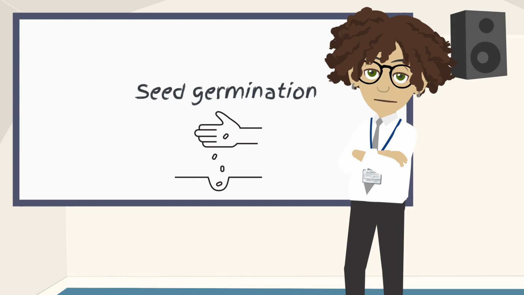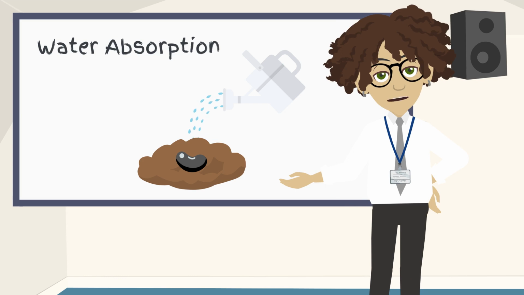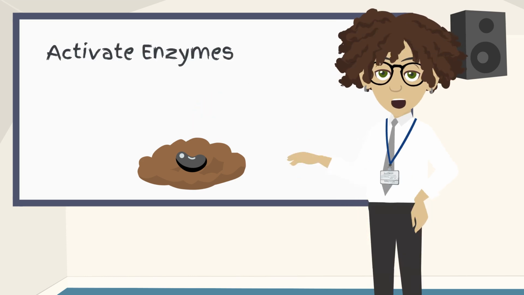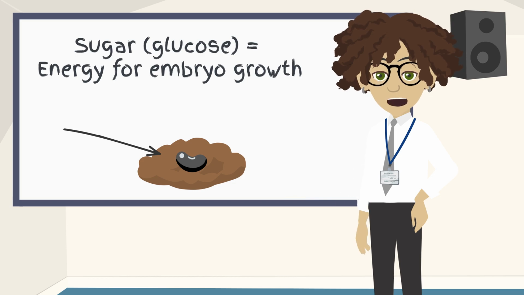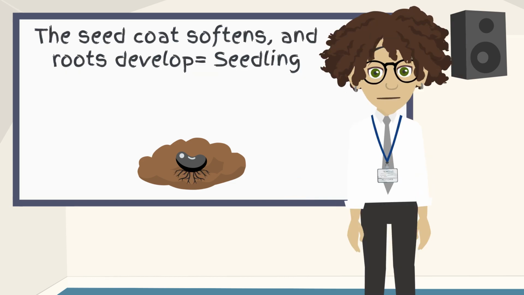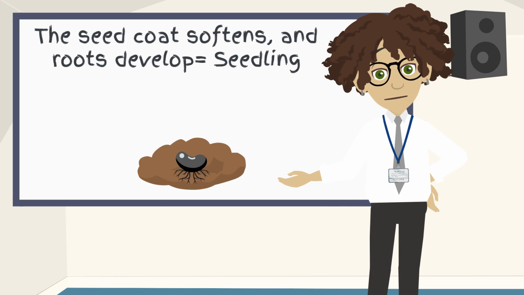Let's break those down. First, the seed absorbs water, causing it to swell. This activates enzymes that break down stored food in the seed into sugars. These sugars provide energy for the growing embryo. Next, the outer seed coat softens and the root emerges. These first roots are called radicle and anchor the plant into the ground.